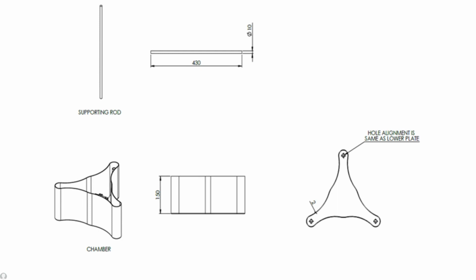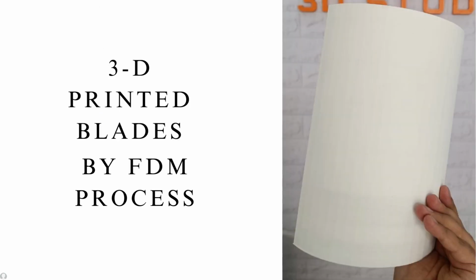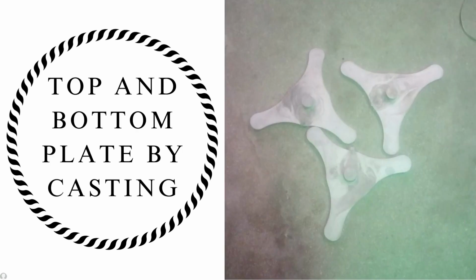design a full-fledged model. So here is an image of 3D printed blades by FDM process, which is fused deposition modeling. These 3D printed blades are made of PLA material, that is polylactic acid material. So after the blades, we made a wooden pattern of the design, and with the wooden pattern, we made top and bottom plate by casting aluminium.